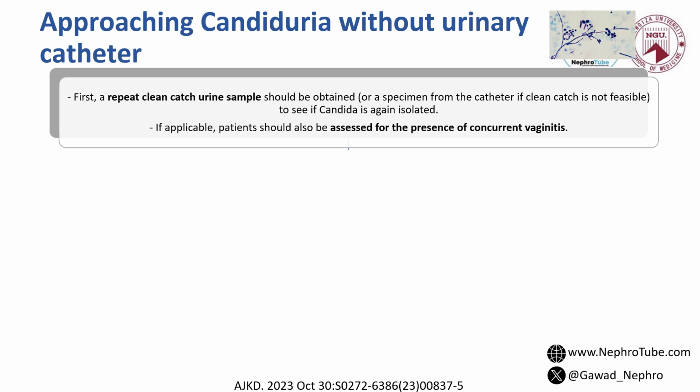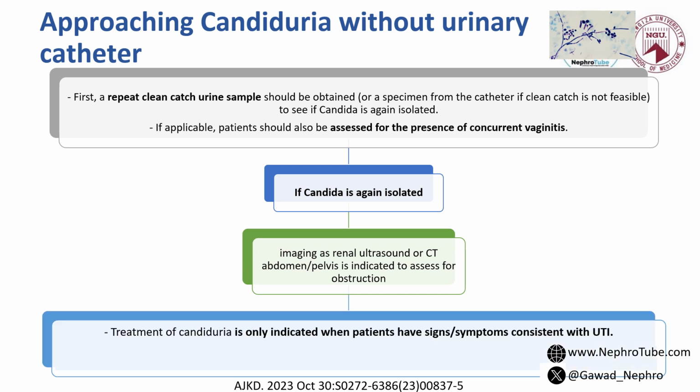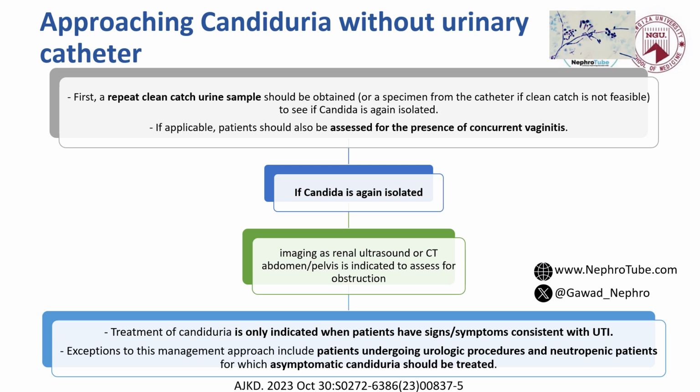And if it is applicable and possible, the patient must be assessed for the presence of concurrent vaginitis. If candida is isolated again, you will do an imaging to assess if there is obstruction. And finally, treatment here is only indicated if the patient has signs and symptoms consistent with urinary tract infection. Exceptions to this management approach include patients undergoing urological procedures and neutropenic patients, for whom asymptomatic candiduria should be treated.